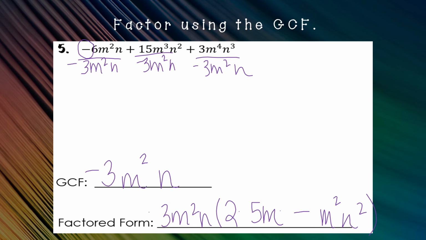So your factored form is -3m squared n. That's one of my factors, the greatest common factor. And then the other factor is 2 minus 5mn minus m squared n squared. Factored form, each of those things that I just highlighted are the factors.